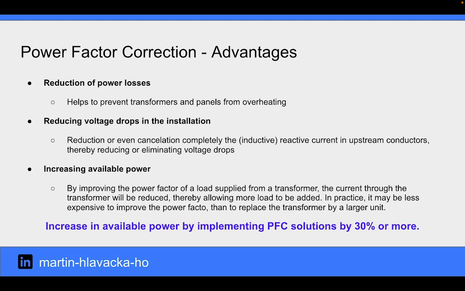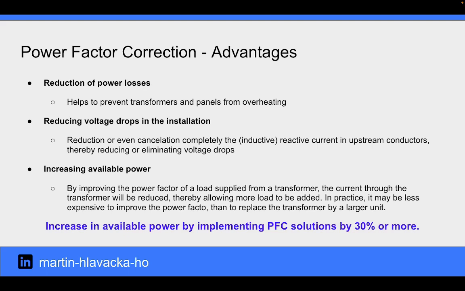Reducing power losses is another advantage, as it helps prevent overheating of transformers and panels. Reducing or even completely eliminating the reactive power in the upstream conductors, thus reducing or eliminating voltage drops.